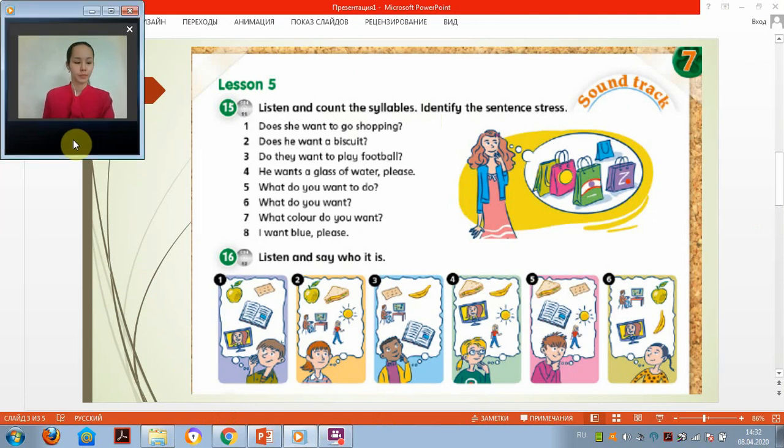Unit 7. Lesson 5. Student's book, page 69. Activity 15. Listen and count the syllables. Identify the sentence stress. 1. Does she want to go shopping? Okay, let's count syllables in this sentence. Does she want to go shopping?